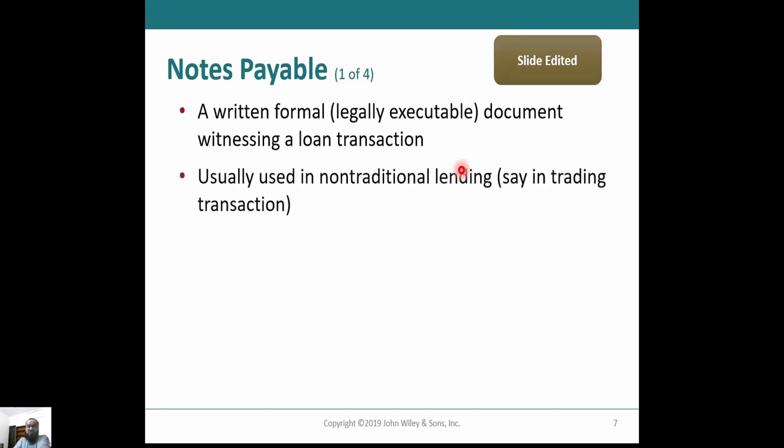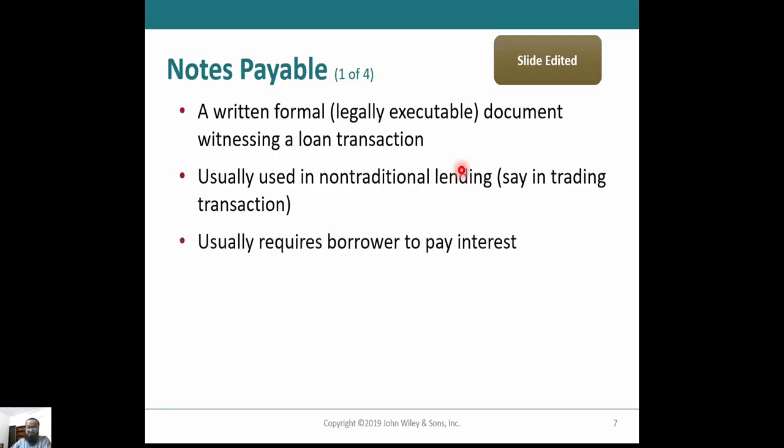The second feature is that it is usually used in a non-traditional lending transaction. So if you take some loan from a bank or a financial institution, then usually this is not executed through notes payable, right? So if you take a loan from, say, a supplier or from a trading partner, then actually notes payable is a document which is usually used.